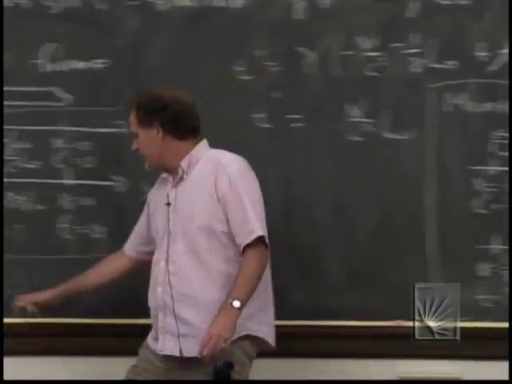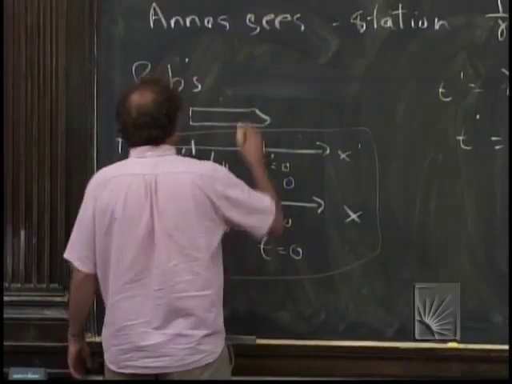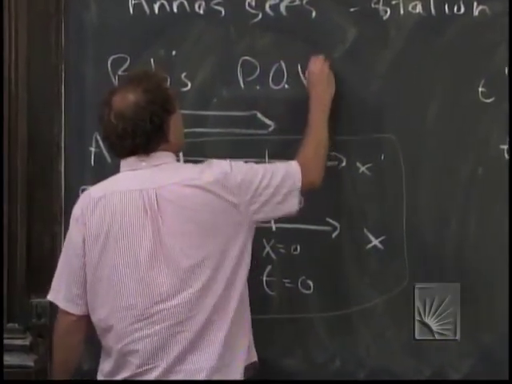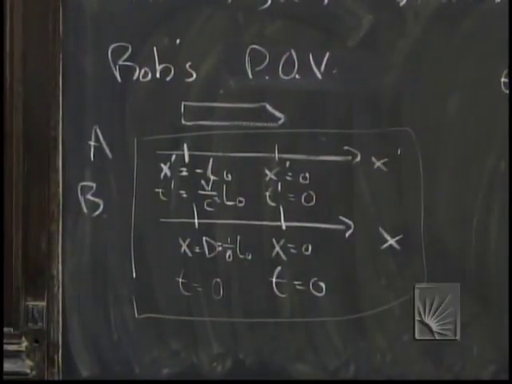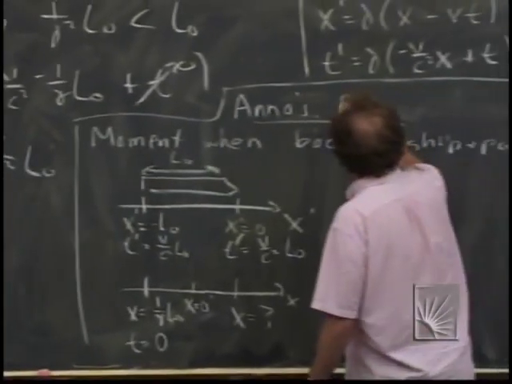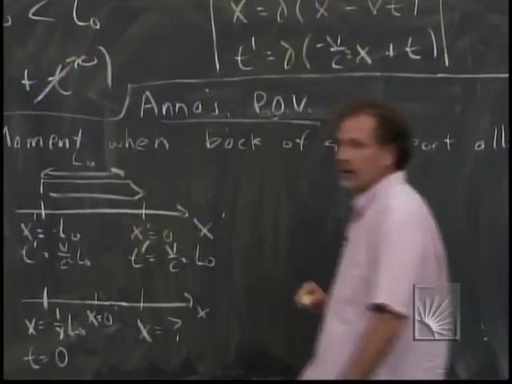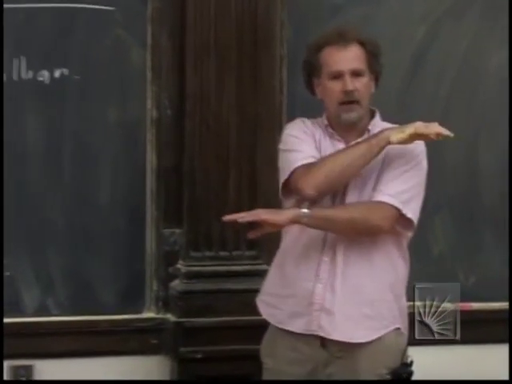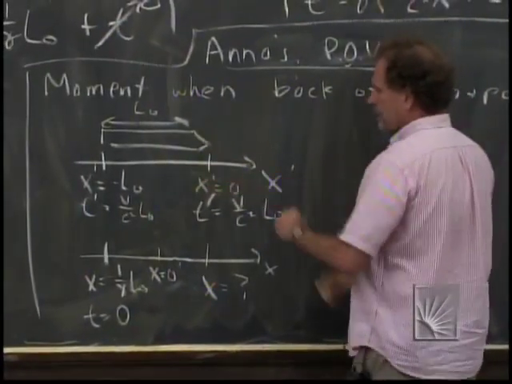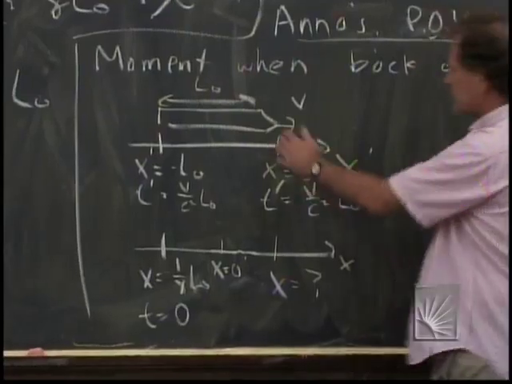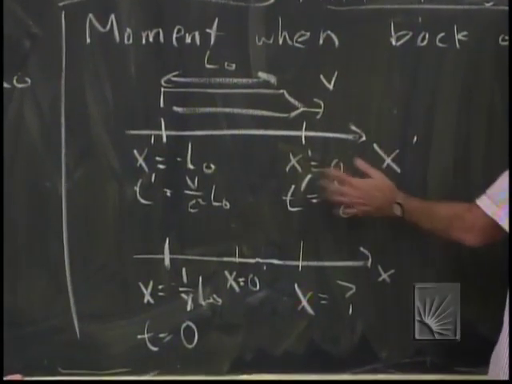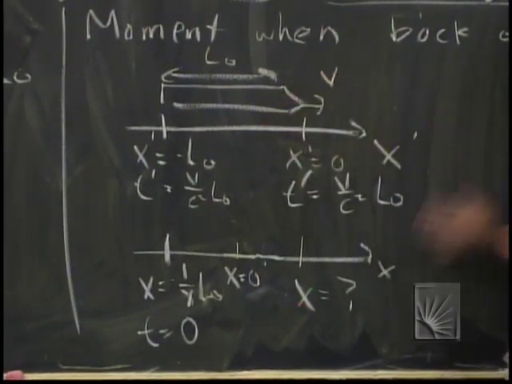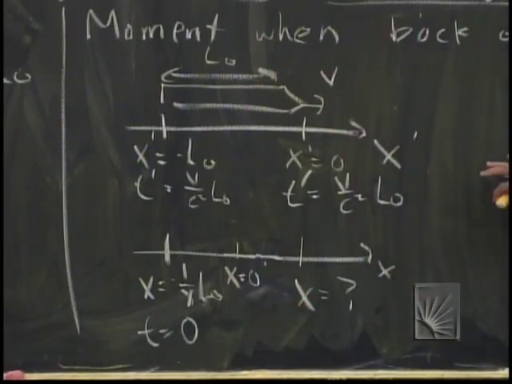Maybe it will help if I did it this way. Bob's point of view and Anna's point of view, okay? I still simply have that Anna's by definition is always going to be in this S prime frame. It's simply that I drew the frames. Anna's moving with respect to velocity v, and so her frame moves past this frame with velocity v, okay? And then I applied these equations.